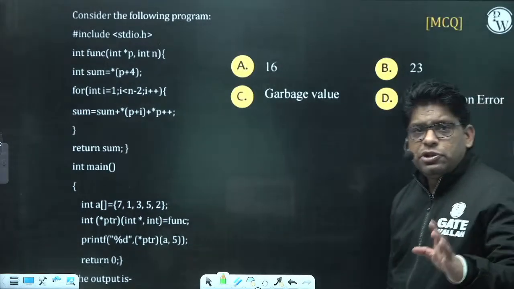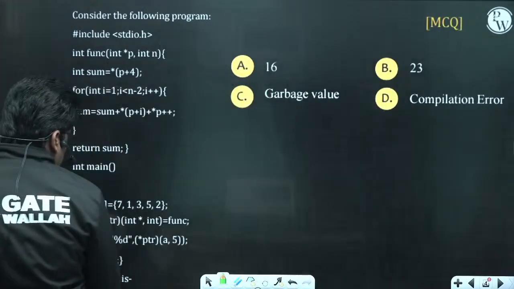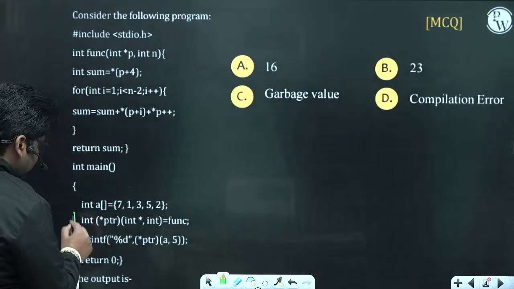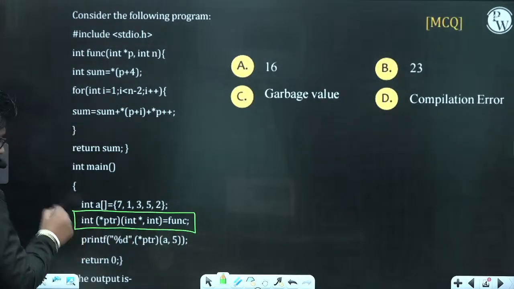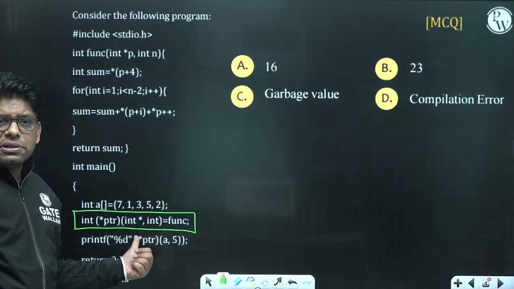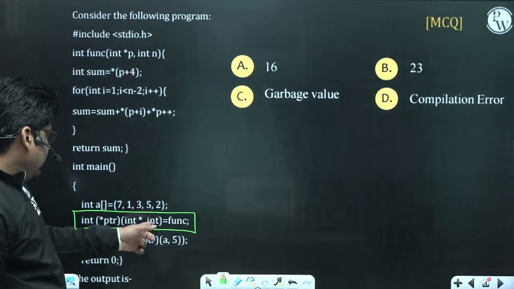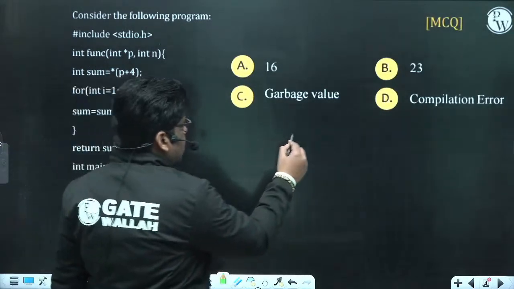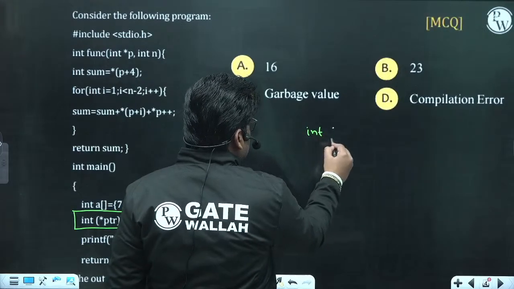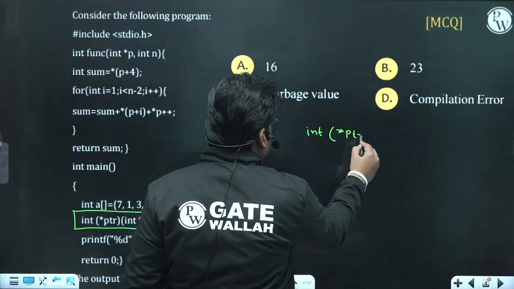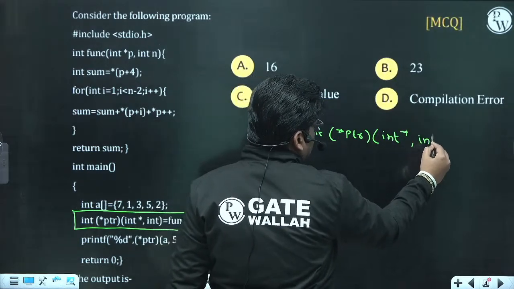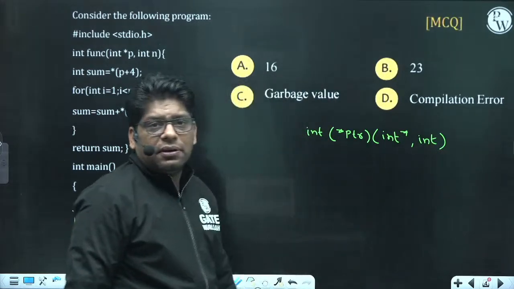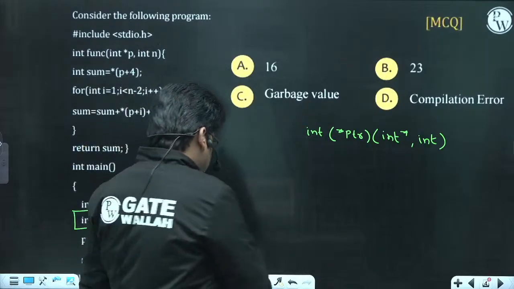See, first you need to focus on this. What is this? You need to understand what is this. Sir, coming to declaration, you need to understand what is this. Int star ptr int star int. Sir, this is a very complex declaration. Can we read it? Yes, sir, we can read it.